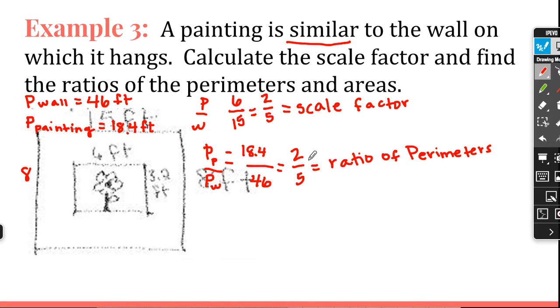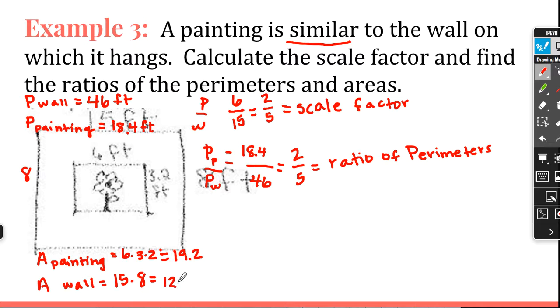Let's see if we can figure out a relationship with the areas. So next we have to do the area of each one. So let's start with the smaller one this time. The area of the painting is going to be length times width. So 6 times 3.2 gives me 19.2. And the area of the wall is going to be 15 times 8. And that will give me 120.